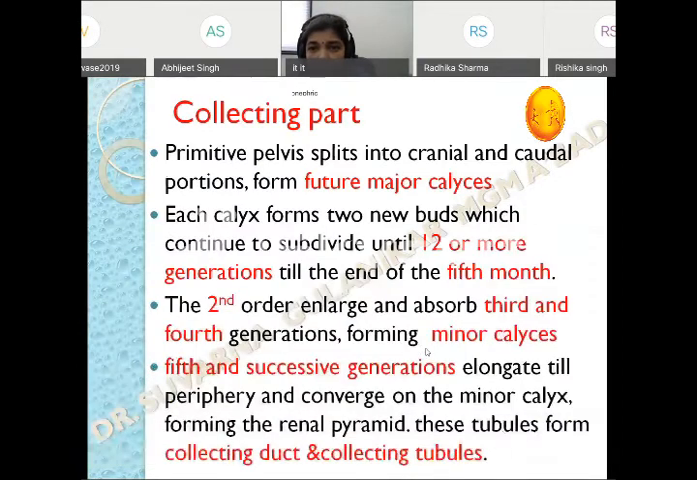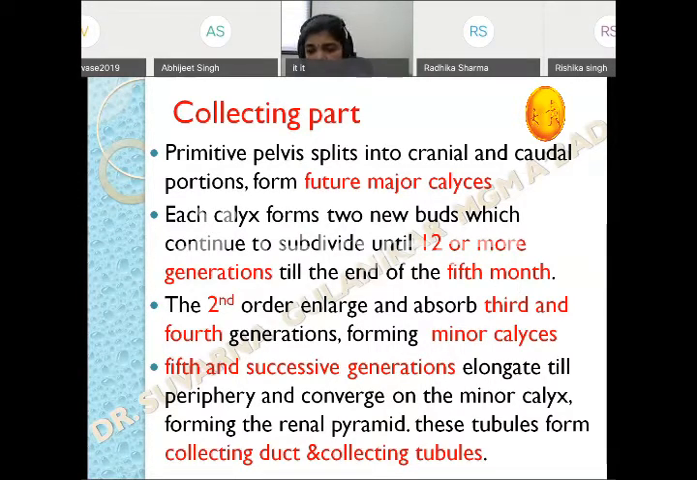So let's see how this part is formed. First is the ampulla, which is the blind dilated end of the ureteric bud, and it forms the pelvis. Then it splits into the cranial and caudal portions. They form the future major calyces. The total number of branching generations is 12 or more. Okay, and it continues till the fifth month of intrauterine life.